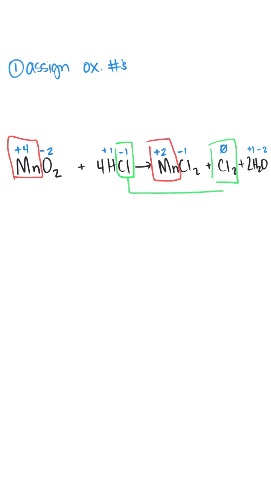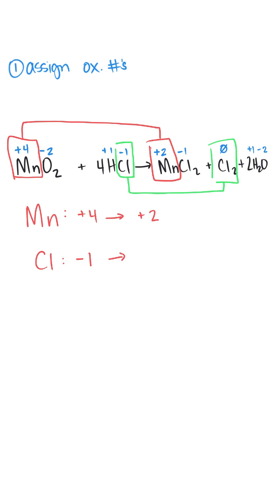So we're going to compare these chlorines to each other, and we're going to compare these manganese to each other. So manganese starts as a +4, and it goes to a +2, okay? And then chlorine starts as a -1, and it goes to 0, okay?